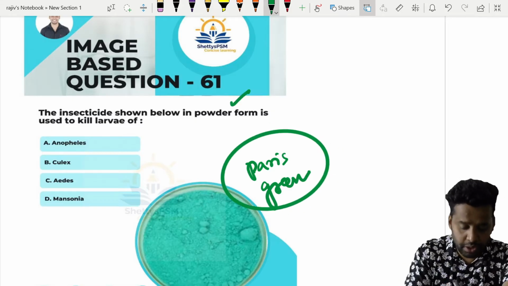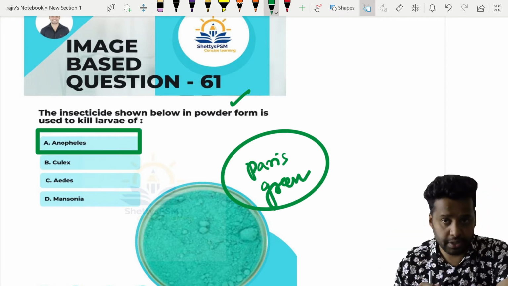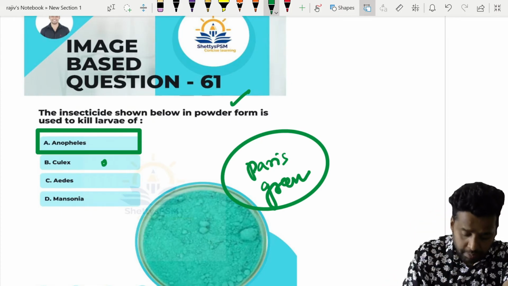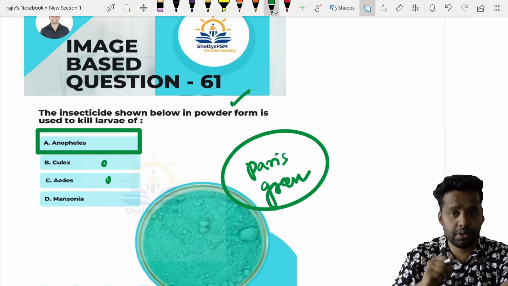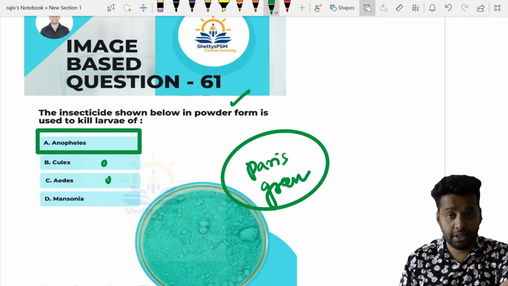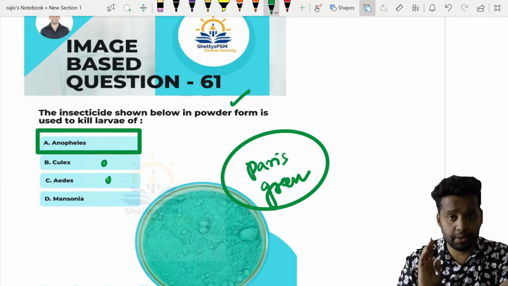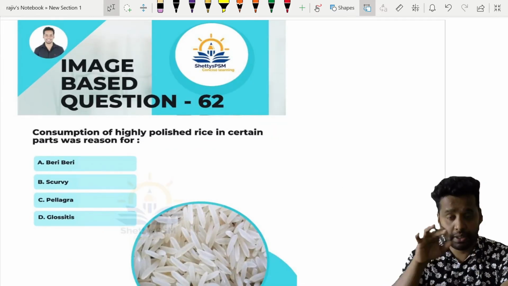This was the question, to kill Anopheles larva because it is breeding on the surface. Surface breeder, we use powders. For deep seated larva you can use granules. If the question is granules, then Culex and Aedes, but Paris green powder form is mainly used. This will be the question, always repeated. Answer is Anopheles larva because it stays on the surface.